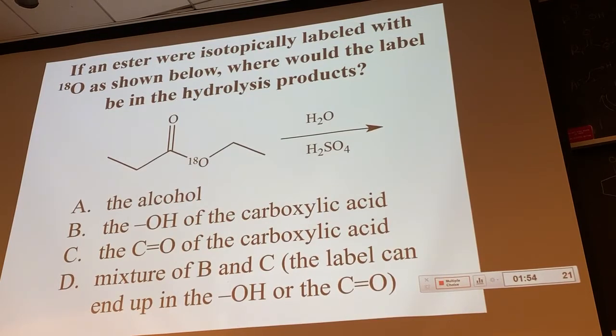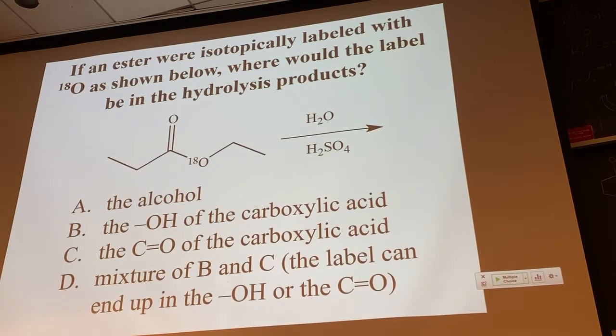All right, let's try to get our final answers in the next 10 seconds or so. Okay, 25, good. Keep going. Okay, that looks like everyone for today. All right, where does the O18 label end up? Anybody brave enough to answer? Where does it end up?